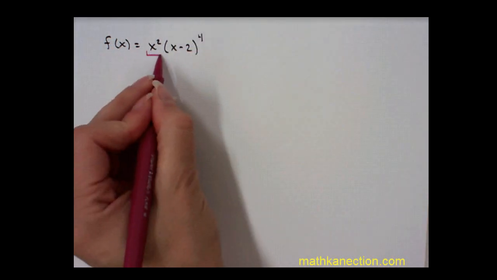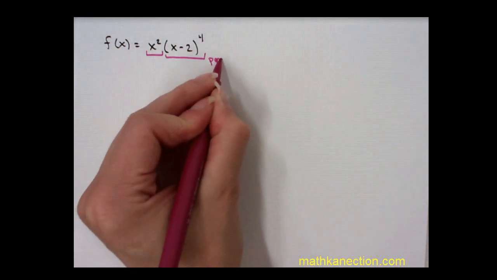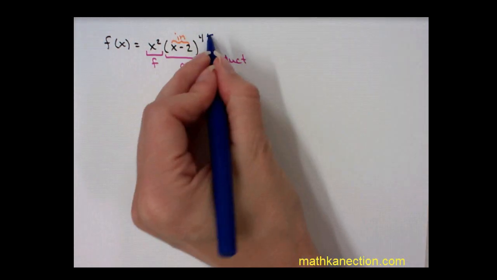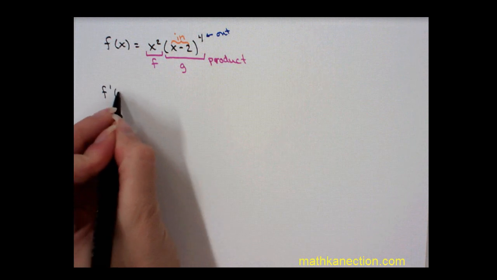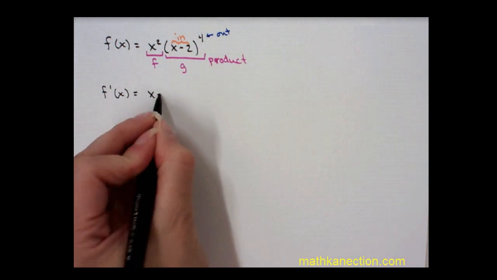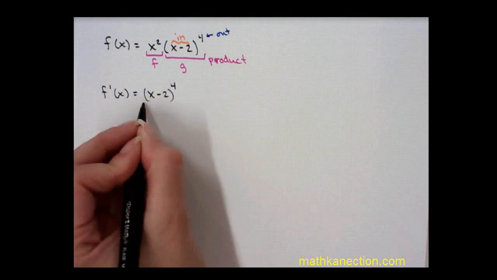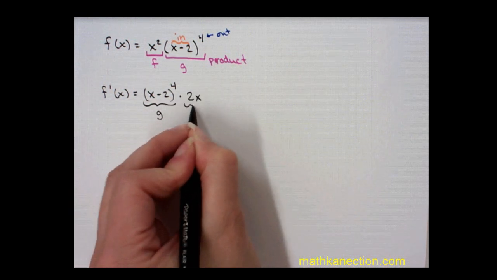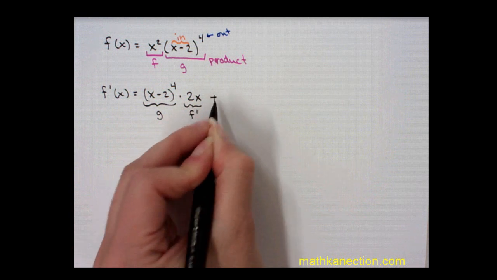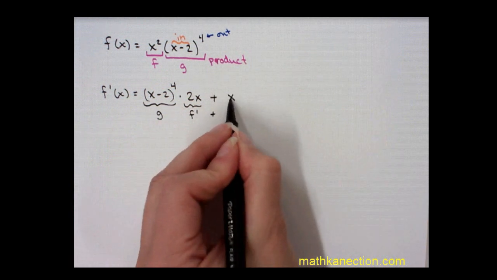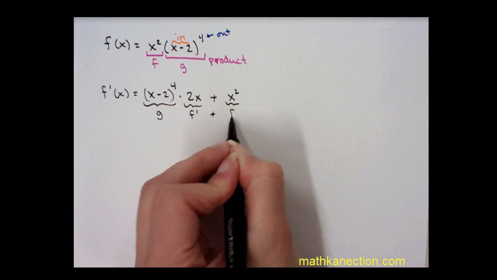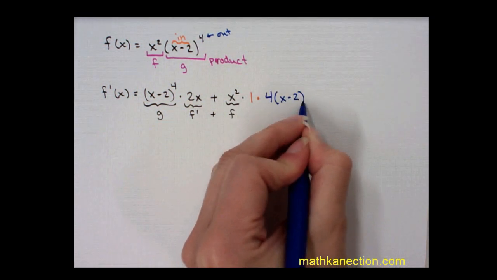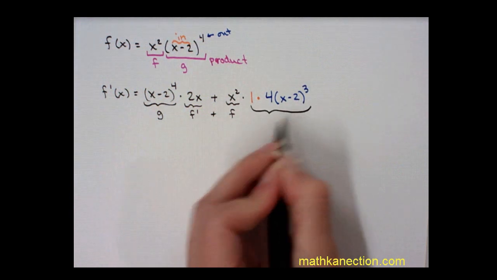This example, we have a product, which is x squared is the first function, x minus 2 to the 4th is the second function. The inside is x minus 2, the outside is the 4th power. So taking g, which is x minus 2 to the 4th, multiplying that by f prime, which is 2x, plus then the f function, which is x squared, and multiplying by the derivative of g. Derivative of the inside is 1, derivative of the outside is 4, keeping the inside the same of x minus 2, and the new exponent was 3.